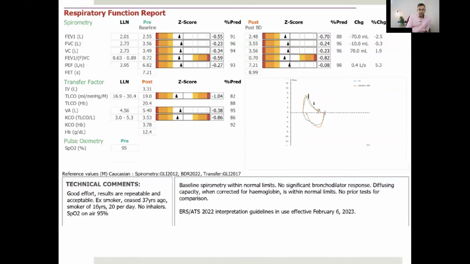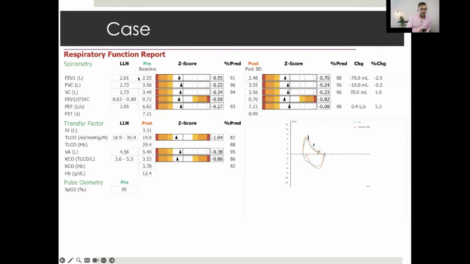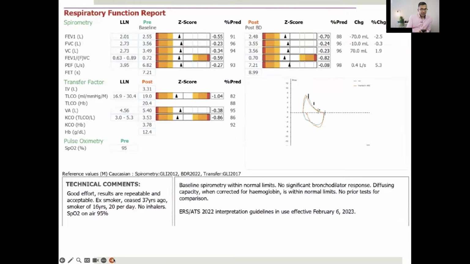Baseline spirometry normal limits, no significant bronchial response, diffusion capacity characteristic, hemoglobin within normal limits, no prior tests for comparison. So this was normal. Get your flow, get your system in check. The one thing I do is FEV1 to FVC is normal, above 70%. Then I check both FEV1 and FVC, and both of those are normal, above 70 or 80, so that's also good.